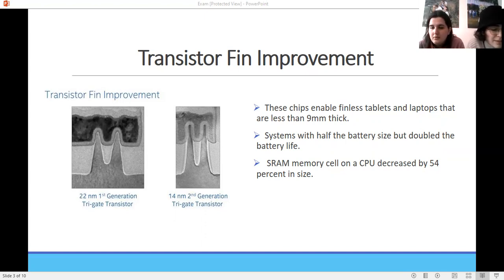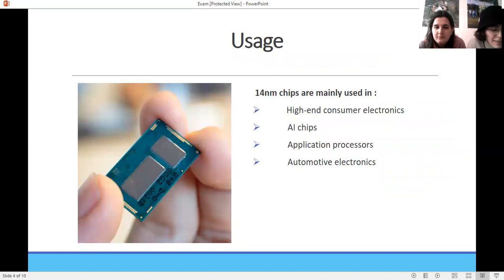In terms of application, 14 nanometer chips are mainly used in high-end consumer electronics, AI chips, application processors, and automotive electronics, supporting a wide range of products from mobile devices to servers. 14 nanometer transistors improve performance and reduce leakage power. Intel 14 nanometer technology is used to manufacture a wide range of high performance to low power products, including servers, personal computing devices, and products for the Internet of Things.